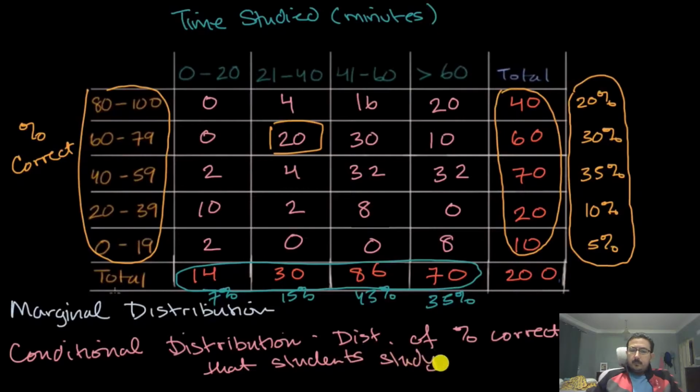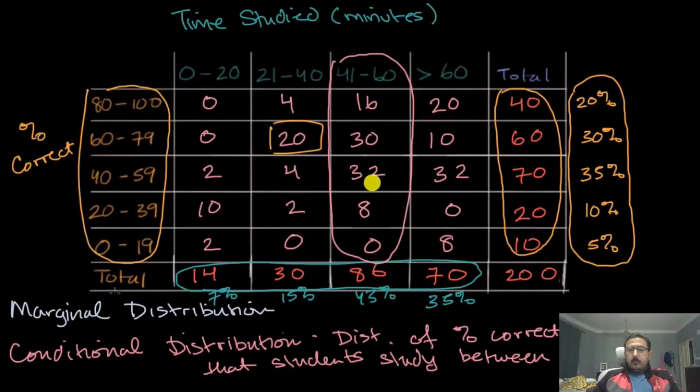study between, let's say, 41 and 60 minutes. Well, to think about that, you would first look at your condition. Okay, let's look at the students who've studied between 41 and 60 minutes. And so that would be this column right over here. And then the information in that column can give you your conditional distribution.